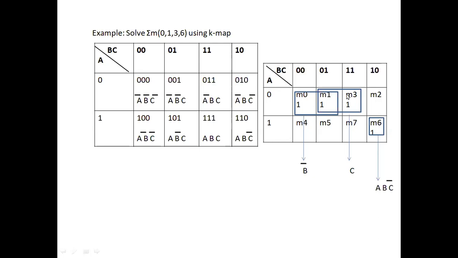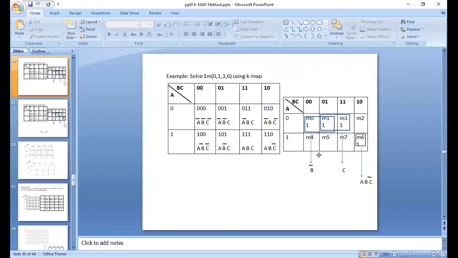That is M0, M1 and M1, M3. Yes, this grouping is possible. So this is one group and this is the second group, and M6 cannot be grouped with any other minterm. So that has to be taken separately. There's a small mistake here. Let's check this. This belongs to this.